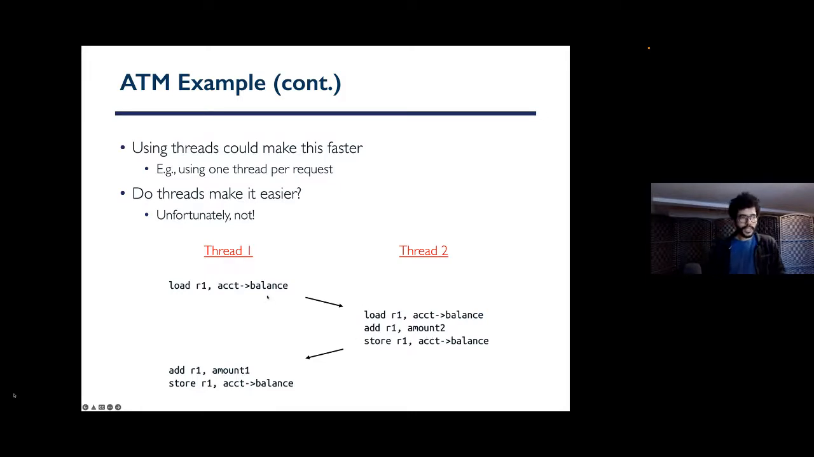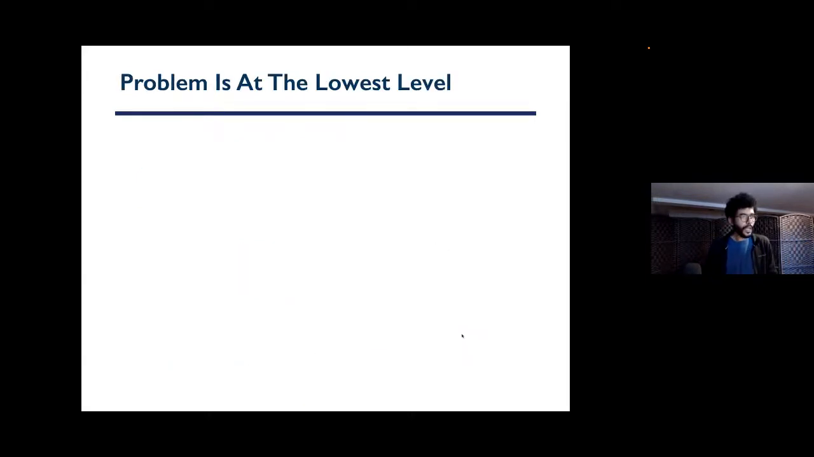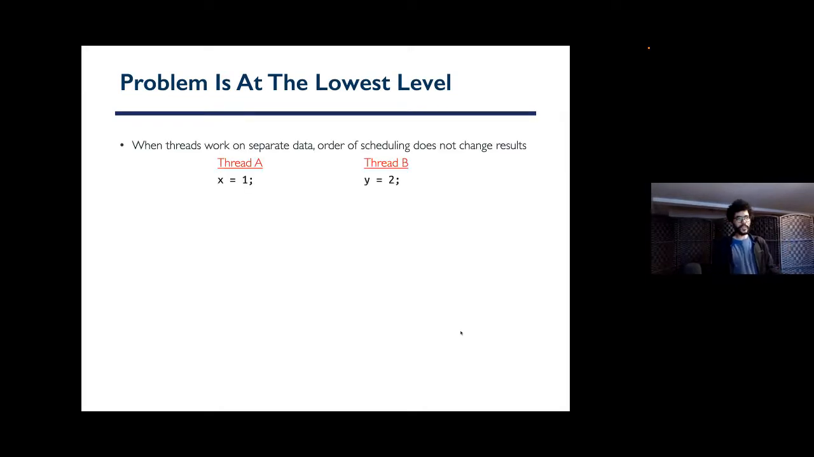Now, if it was the case that thread 1 runs to completion and then we go to thread 2, this problem wouldn't have happened, right? So thread 1 would have loaded the balance. It would have added amount 1, and it stores it. Then thread 2 runs, reads, adds, and stores, and everything is fine. So one interleaving, everything is fine. Another interleaving, we have a problem. So the problem that we're facing is at very low level. So we have these two threads that are working on the same data.